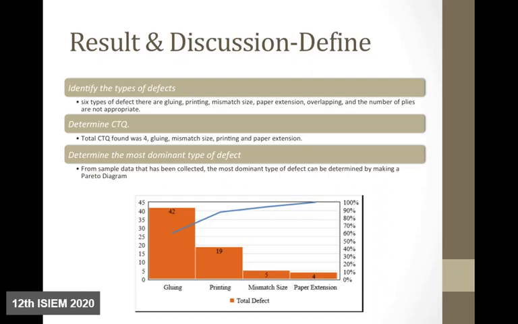Strategy determination is based on sample data taken by observation in the form of random sampling of 25 samples with a sample size of 560 pieces. From the samples that have been collected, the most dominant type of defect can be determined by making a Pareto diagram. According to the 80-20 rule, this study will focus more on analyzing the types of defect caused by gluing and printing.